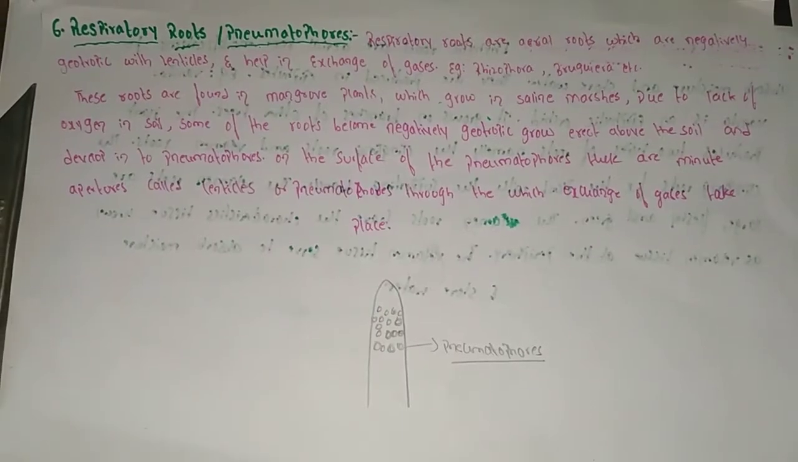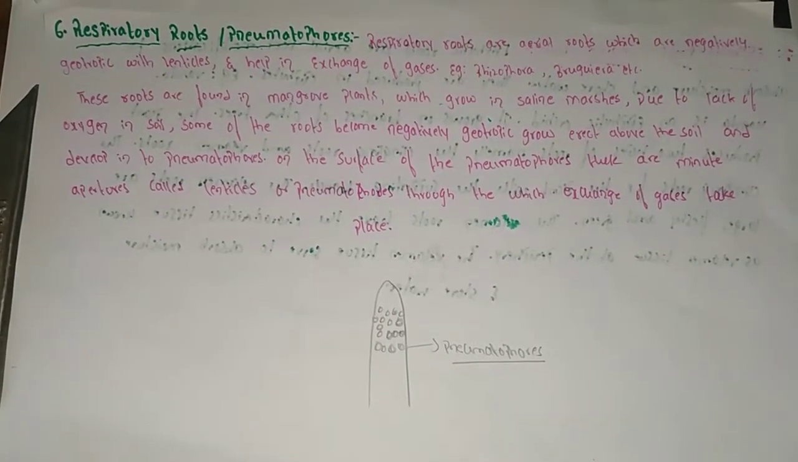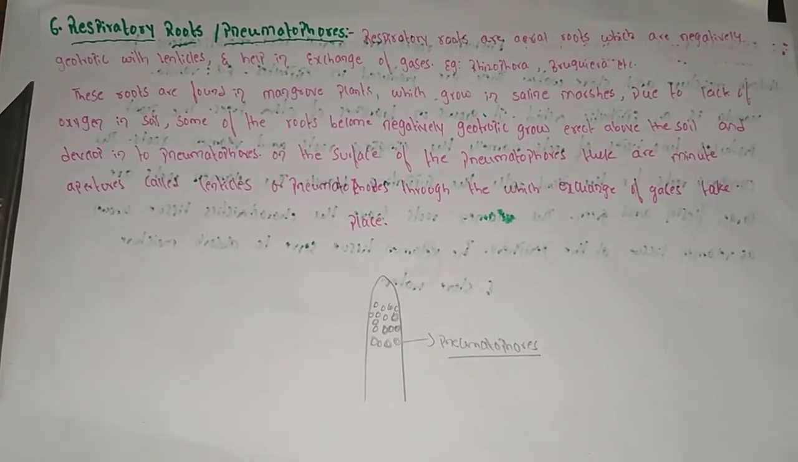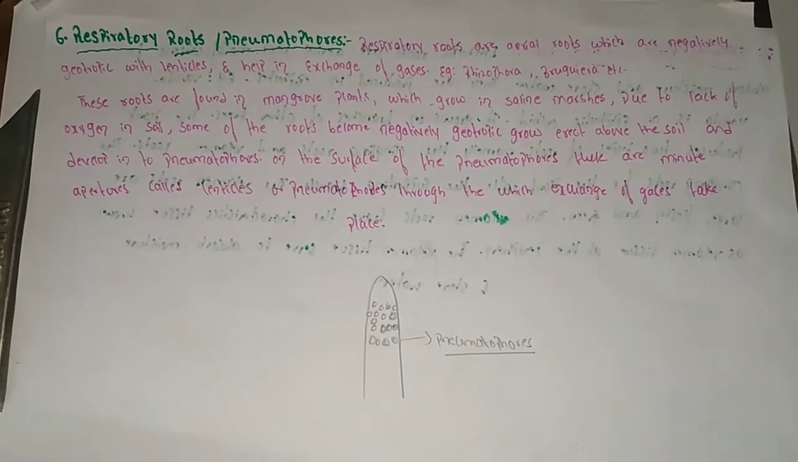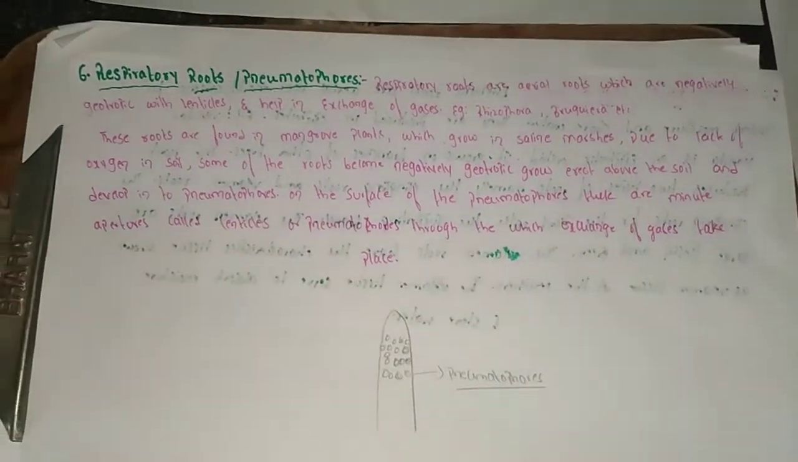Hello students, yesterday we studied modification of root types. One of the types is adventitious root. There are 12 types of roots. Yesterday we studied 5 types. Today we will study the remaining types.